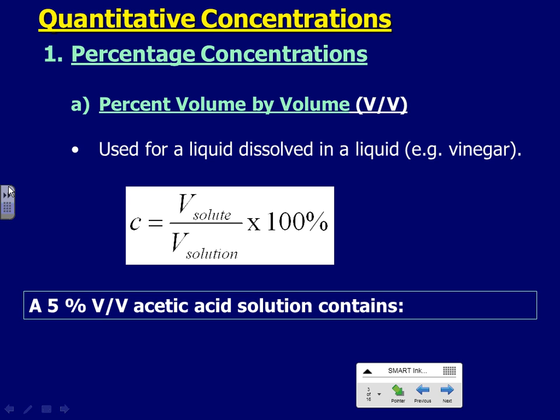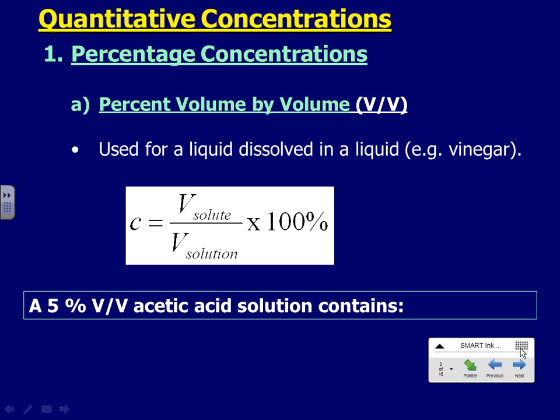Now, number one, if I ask you to calculate the percentage concentration, it's pretty easy. You're going to just put the numbers in the equation and get a percentage. But if I want you to calculate, say, the volume of the solute or the volume of the solution, you have to rearrange the equation, or we can make an easy conversion factor out of every percentage. In this particular notation, 5% V/V, it tells us everything we need to make a conversion factor out of a number like that.